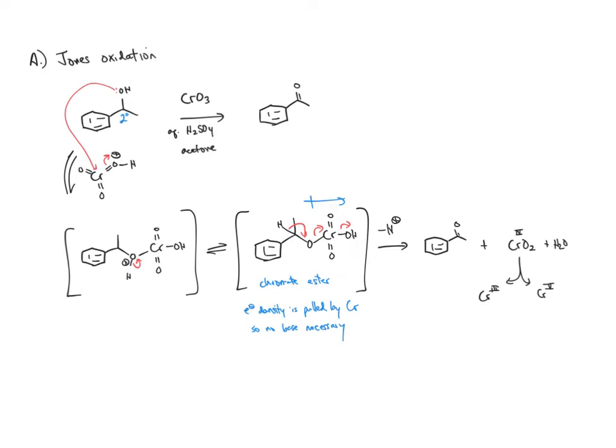Okay, now while secondary alcohols react with the Jones reagent to give ketones, primary alcohols react to give carboxylic acids. So why not just give aldehydes? So let's talk that right now. And so let's start with this alcohol here.